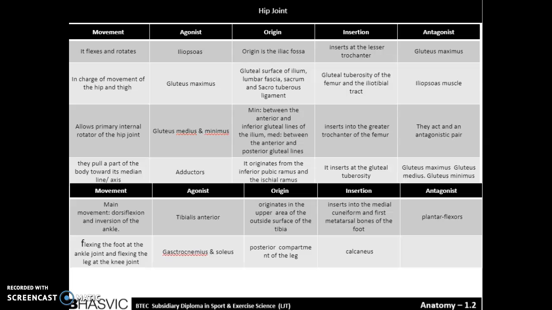Now looking at the tibialis anterior, we can see that it originates at the upper area of the outside surface of the tibia. The insertion is into the medial cuneiform and first metatarsal bones of the foot, and the antagonist is the plantar flexors, and finally the movement is dorsiflexion and inversion of the ankle.